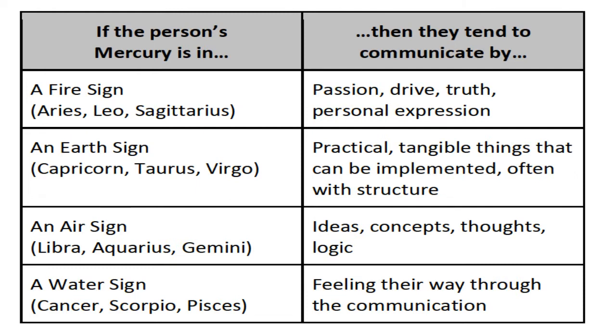If the person's Mercury is in an earth sign, Capricorn, Taurus, or Virgo, they tend to communicate through practical, tangible ways, things that can be implemented, some form of structure, rules, plans, analysis, right? So if you're communicating to them, it's that dry level of detail. And the air signs, Libra, Aquarius, and Gemini, they like ideas, concepts, thoughts, and logic.